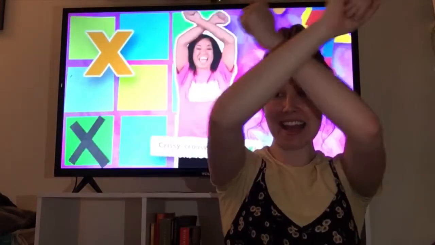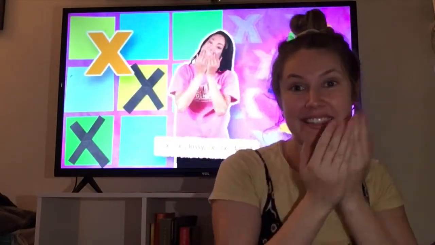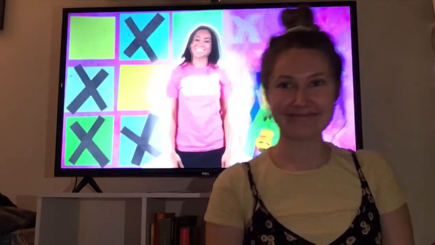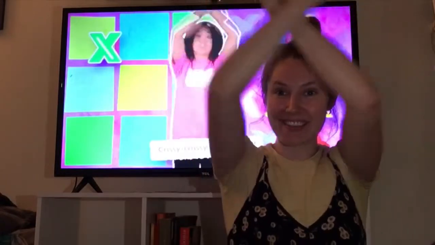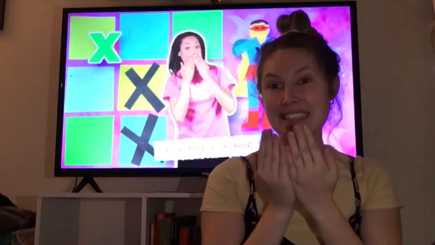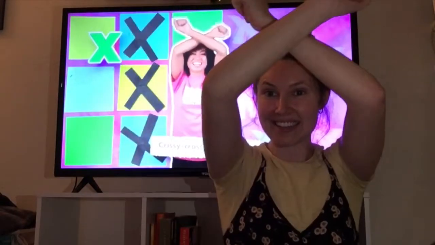Crissy-crossy makes an X, crissy-crossy makes an X, kissy, kissy, crissy-crossy makes an X. Crissy-crossy makes an X, crissy-crossy makes an X, kissy, kissy, crissy-crossy makes an X.